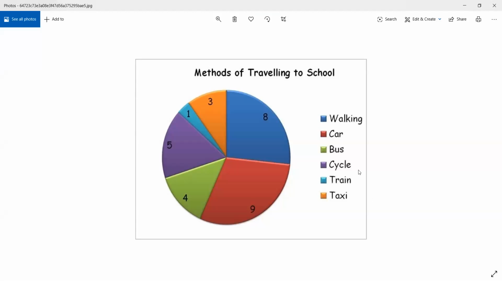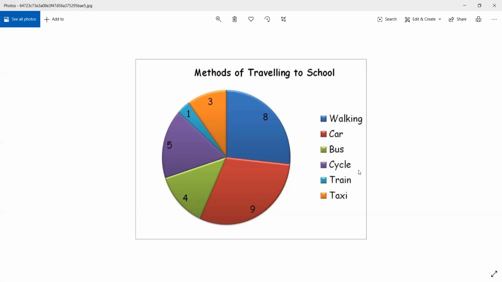Okay, and they are trying to first find out how many students are traveling through different modes of transport. Let's suppose these numbers represent percentages. So I can clearly tell that 1% travel through train, 8% are traveling by walk, 9% by car, 4% use bus, 5% use the cycle, 3% use the taxi, and so on and so forth.